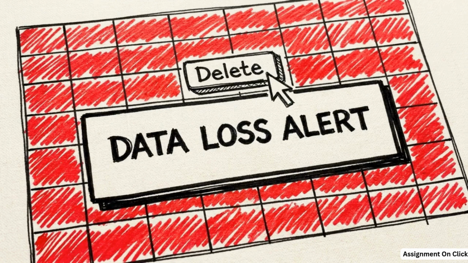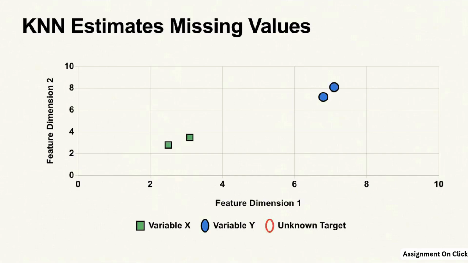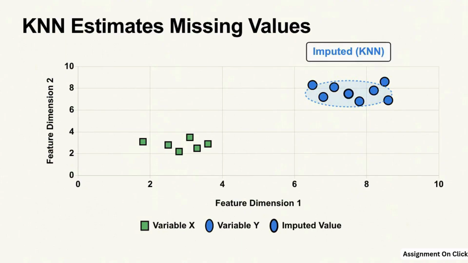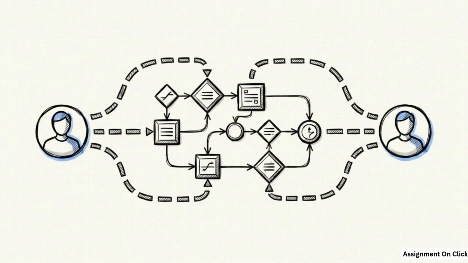For more difficult scenarios, KNIME offers predictive imputation, using algorithms like K-nearest neighbors to estimate values based on other variables. Regardless of your choice, use KNIME's annotation tools to document your strategy. This allows other users to follow the logic of your cleaning process.